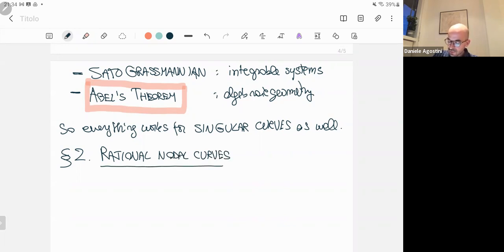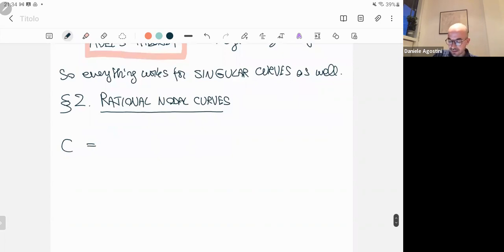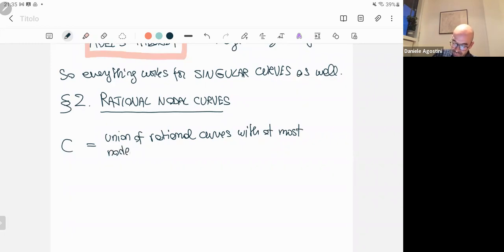So now our curve is not smooth anymore, but C is a union of rational curves with at most nodes as singularities. So these are the familiar curves that you see in M_g bar, for example. You see the very deep strata of M_g bar, in the sense that the only singularities that you allow are nodes, so they are fairly tame and very well studied.